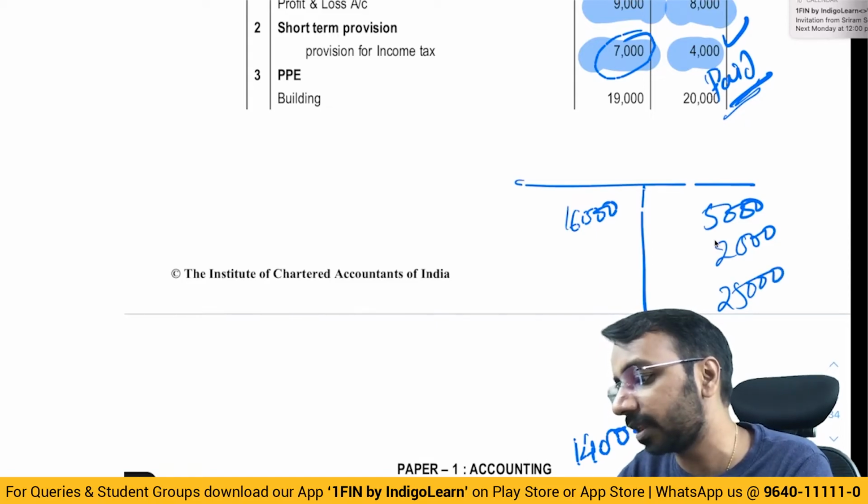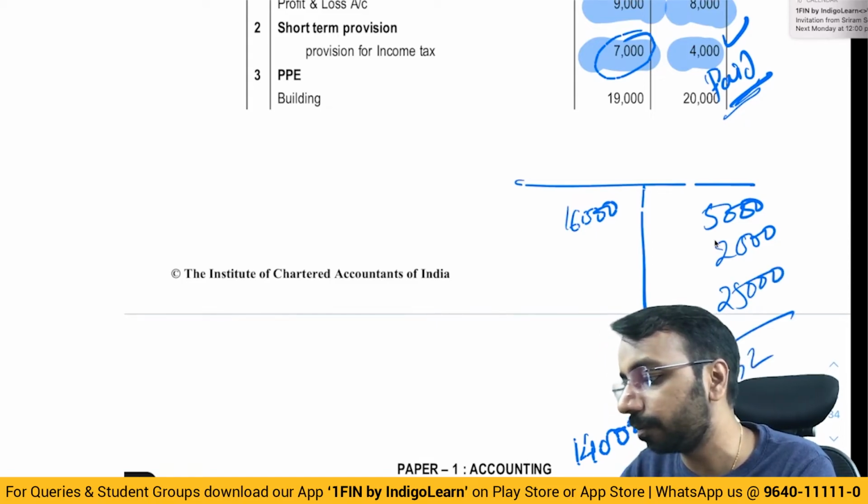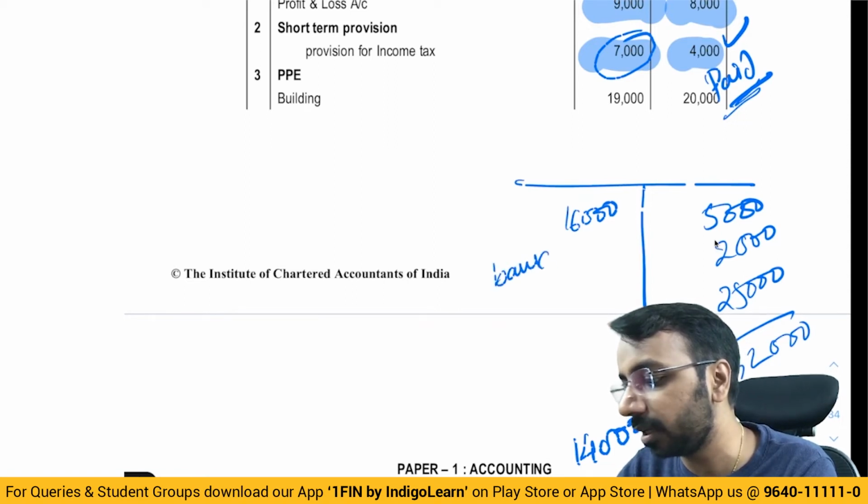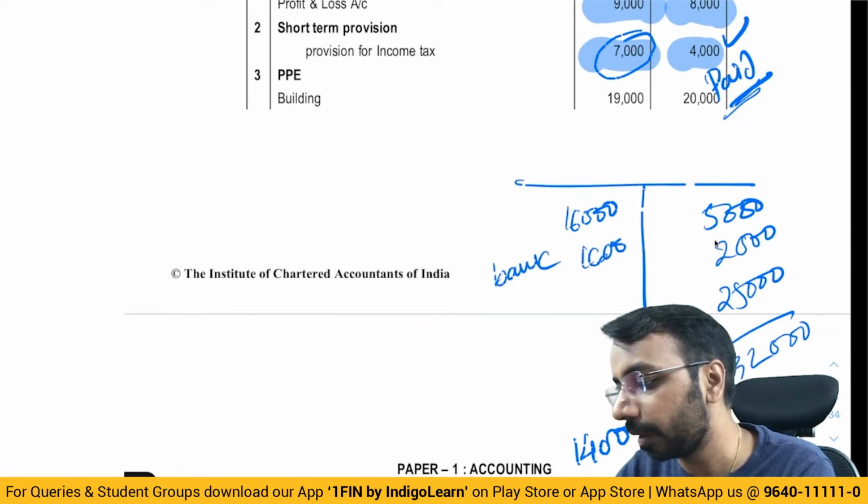So, 25 plus 5, 30, 30 plus 2, 32. So, 16. Balancing figure to bank, 16. Right, this is what is the purchase.